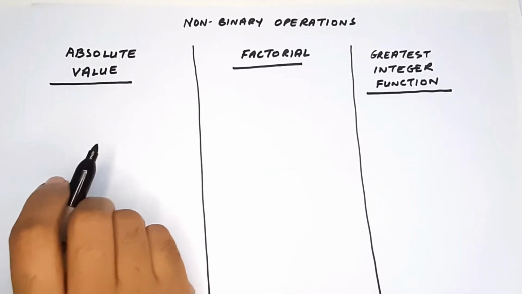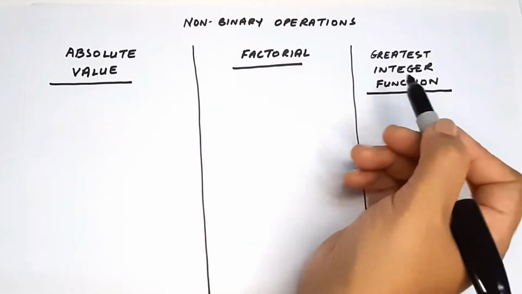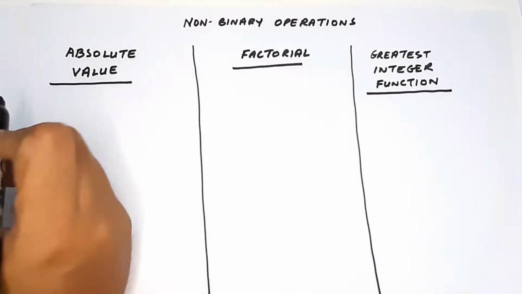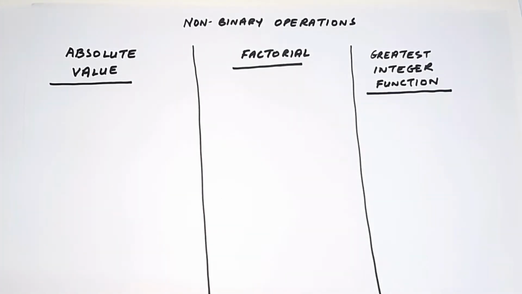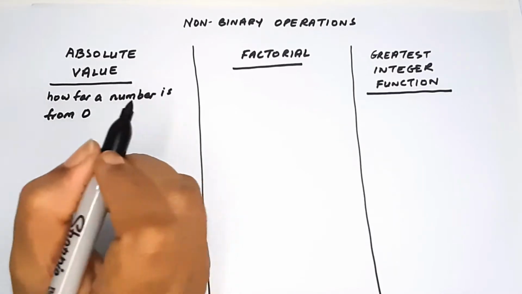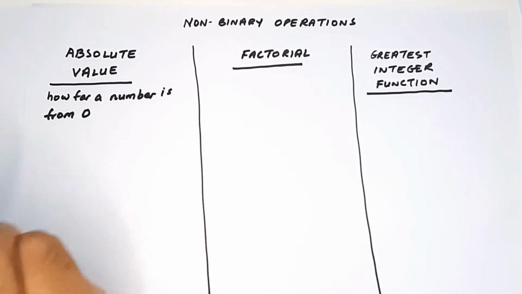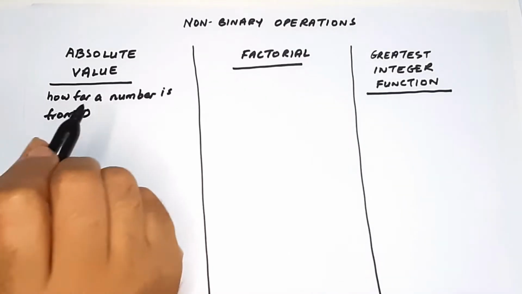Let's go through 3 non-binary operations: the absolute value, factorial, and greatest integer function. All these operations need only one value to get the answer. Let's start with the absolute value. The absolute value tells you how far a number is from 0. It doesn't matter if the number is less than or greater than 0. It just tells you how far the number is from 0.